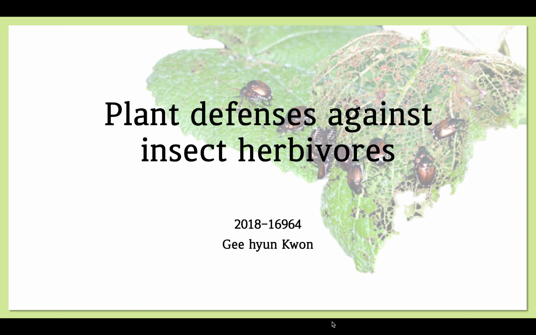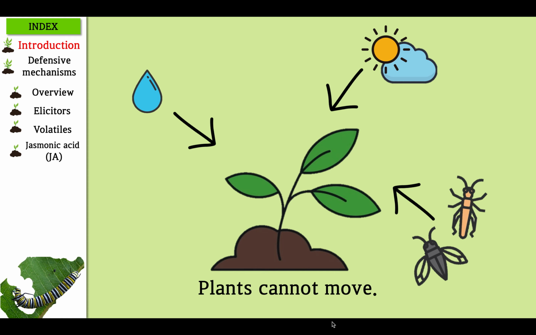Hi everyone, my name is Jian Kwan, and in today's presentation, I'm going to introduce how plants can defend against insect herbivores. You might already know that plants are not like animals, so they cannot move. So they face lots of stresses related to light, water, or minerals. In addition, their enemies also exist.